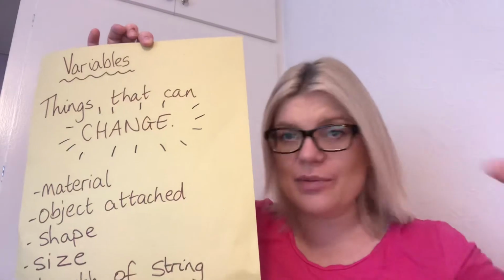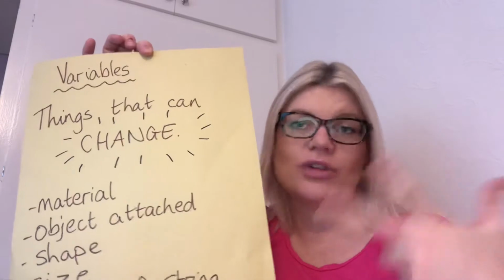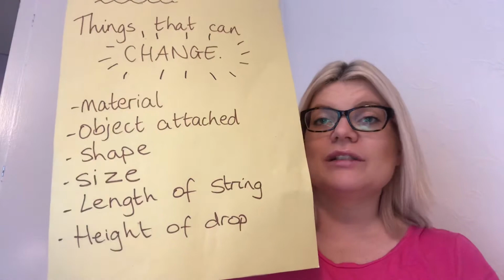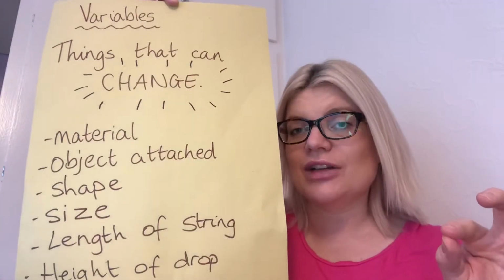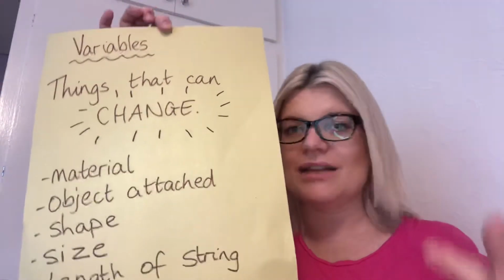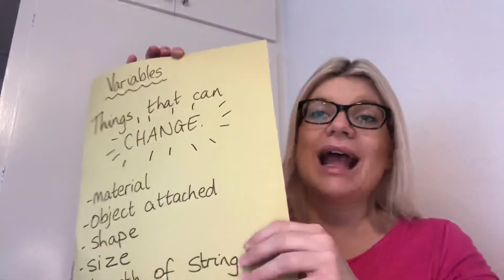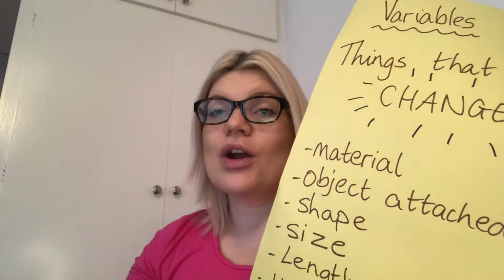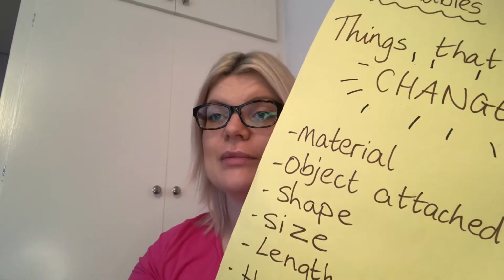You might change the shape of the parachute. So you might want to investigate a round shape, a square shape, a triangle shape, and see if that makes a difference. The size of the parachute, so you might have a small, medium and large. The length of the string that's attaching it to your character, so you might have long, medium, short string, see if that makes a difference. And then actually the height of the drop. So there's lots of things that we can actually change. But in today's experiment, we are going to have a look at the material, okay?